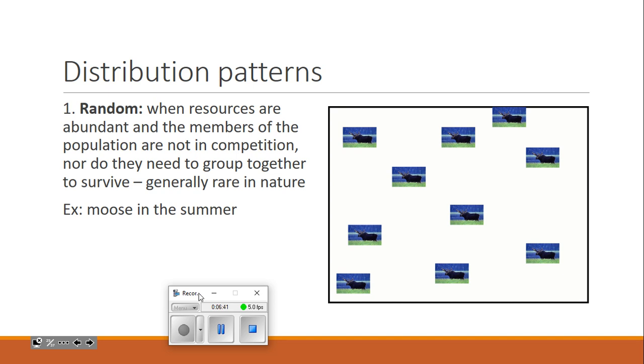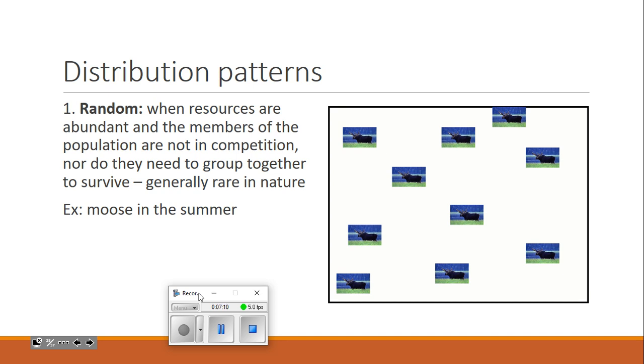When resources are abundant and the members of the population are not in competition, nor do they need to group together to survive. Generally, this is super rare in nature. It's unlikely that for any large amount of time, resources are going to be abundant, there's no competition, and there's no threat to survival. It might happen, but for most organisms, those 3 things don't happen together, and if they do, it's not for very long.